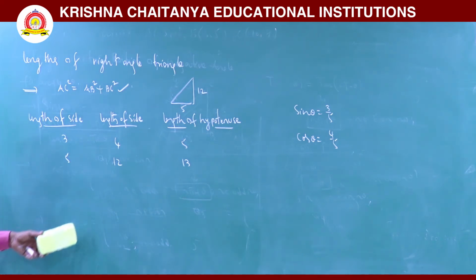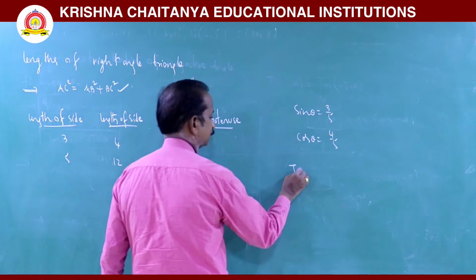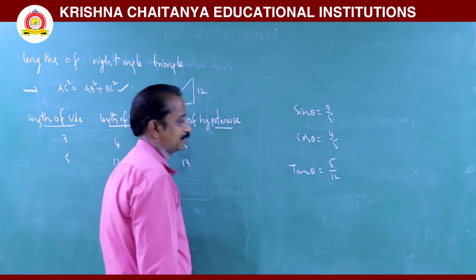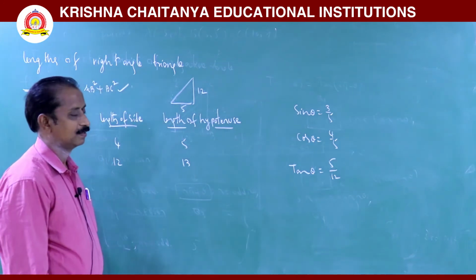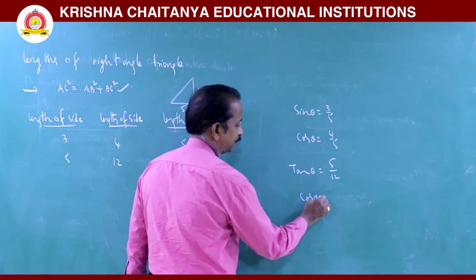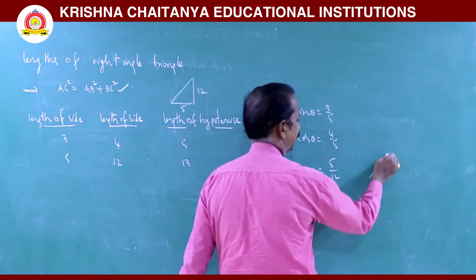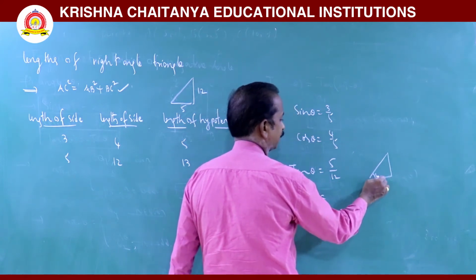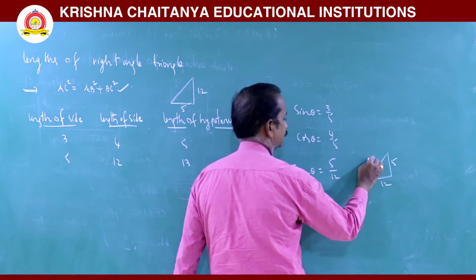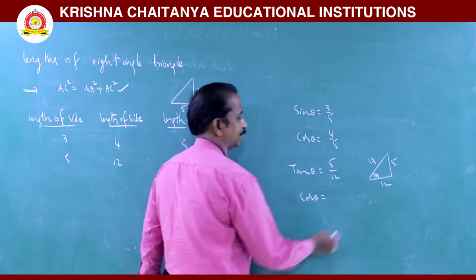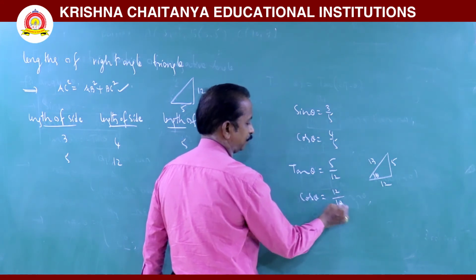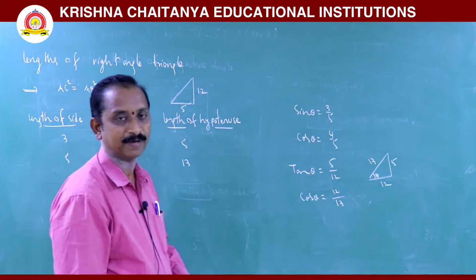In a similar manner, if tan theta is 5 by 12, we need cos theta or sin theta, whatever it may be. We need cos theta. So, just frame the right angle triangle at the respective angle theta. This is 5, this is 12, this is 13. Cos theta is adjacent side by hypotenuse. So, the answer is 12 by 13. It is a simple manner.